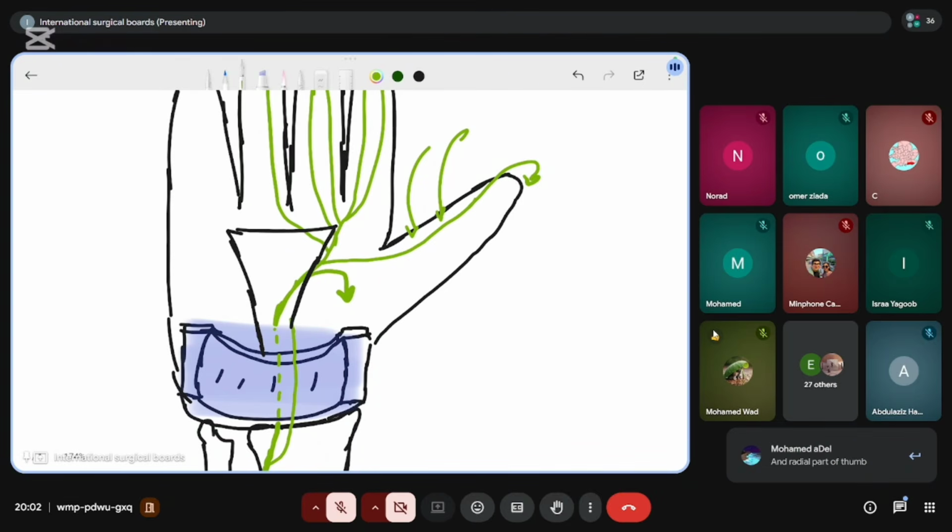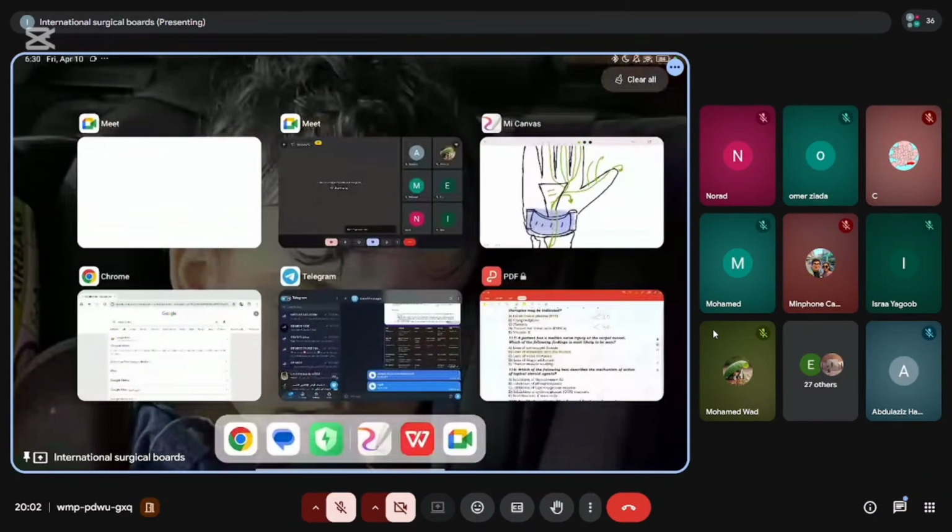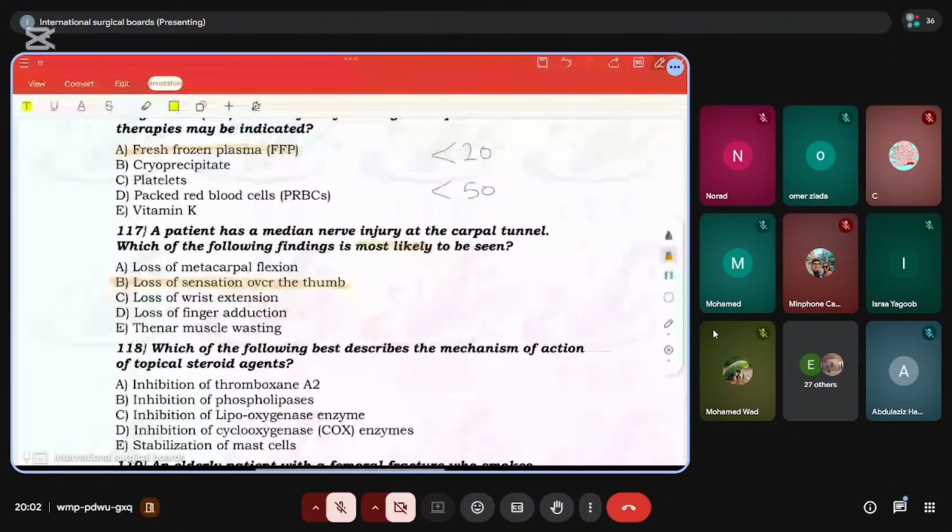Okay, good. So in carpal tunnel syndrome, this is not affected. The radial part of the thumb is supplied by the radial nerve. But in the question, they didn't tell you, Dr. Muhammad, palmar or dorsal. They just tell you sensation over the thumb, which is still a perfectly correct sentence. Nothing wrong with that at all. Okay? Let's see the next one.